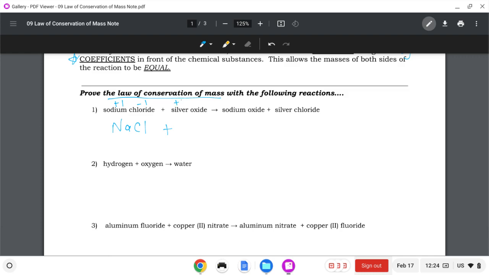You go and you find silver on the periodic table. Okay, its symbol is Ag, and it has a charge of +1. Oxygen has a charge of -2. We do the crisscross rule, and we get Ag2O.